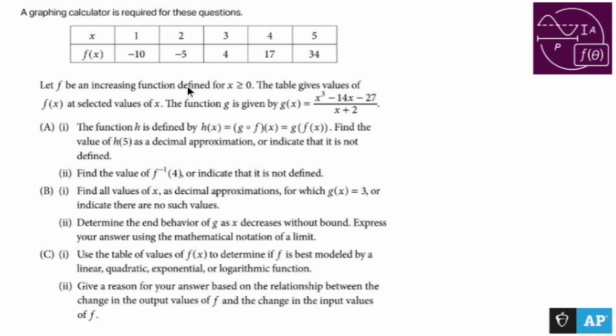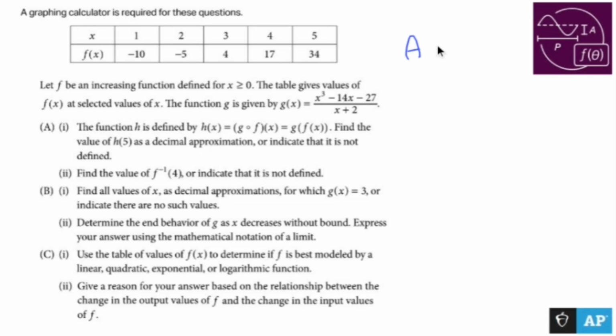Let f be an increasing function defined for x positive. The table gives values of f at selected values of x. The function g is given by g of x equals x cubed minus 14x minus 27 over x plus 2. The function h is defined by h of x equals g of f of x. Find the value of h of 5 as a decimal approximation or indicate that it is not defined.